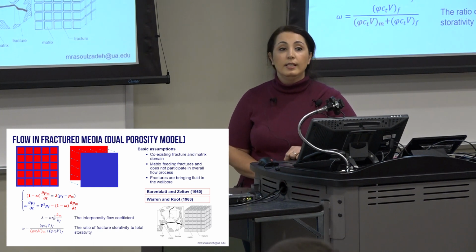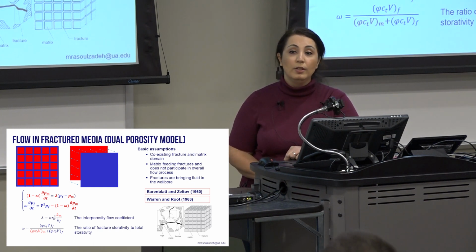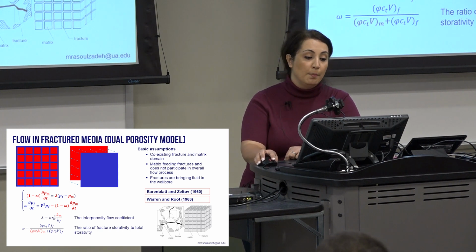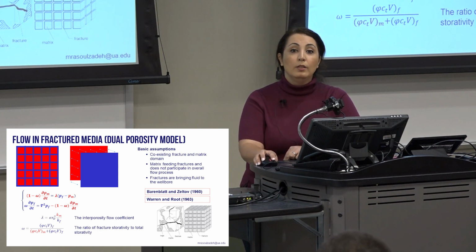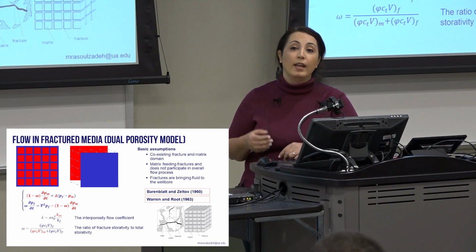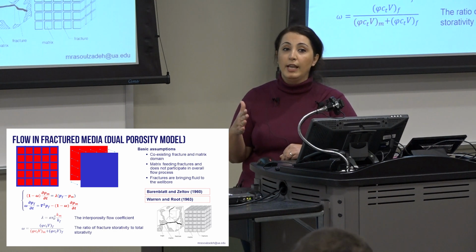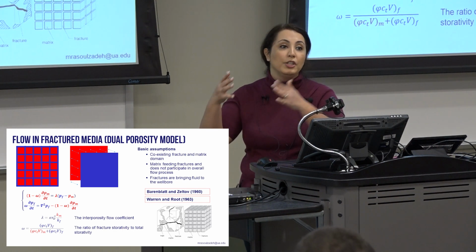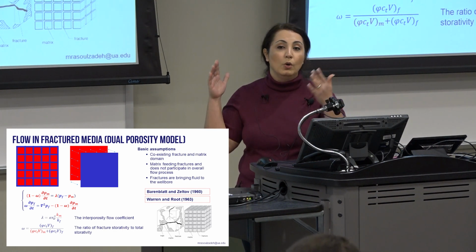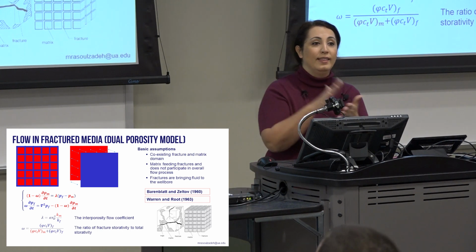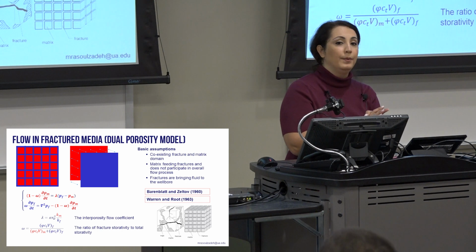So for those cases, there is one popular model which is called the dual porosity model. Maybe some of you have heard of this dual porosity model. It is also available in ModFlow. The assumption behind the dual porosity model is that we have such a high density of fractures that at every point location you can find fracture and matrix at the same time. So they coexist at each space location, and they exchange fluid with each other.